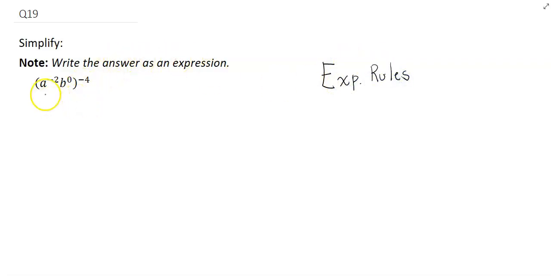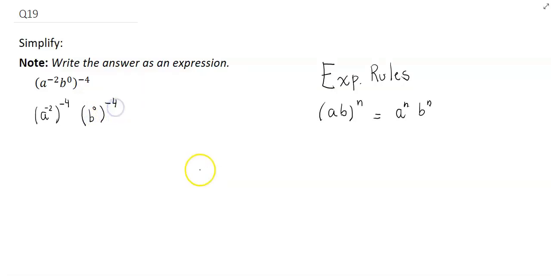Okay, I see that a -2, b is 0. They are multiplying each other into the power of -4. So I'm going to use the distributive rule that says if I have ab to the power of any, I have a to the power of any and b to the power of any. It's the first one I'm going to use. So I'm going to do a -2 to the power of -4 that multiply b to the power of 0 to the power of -4.